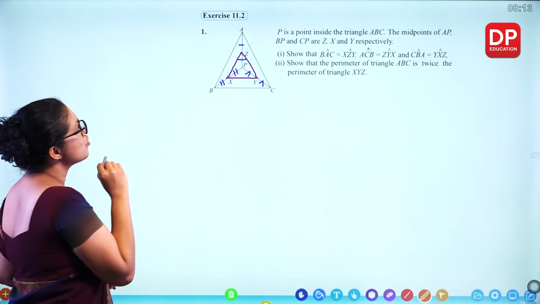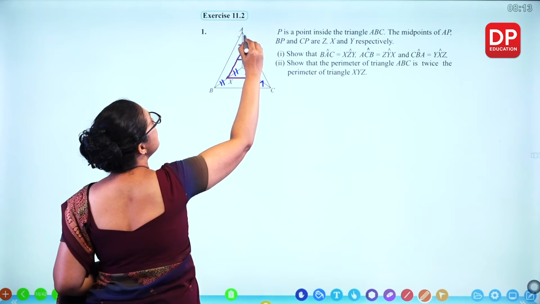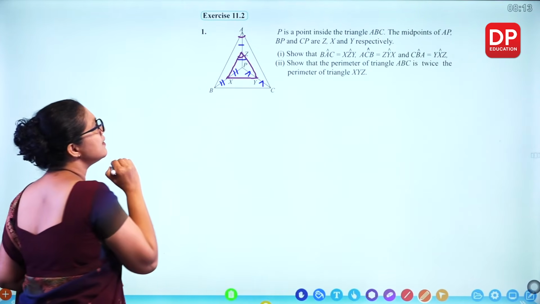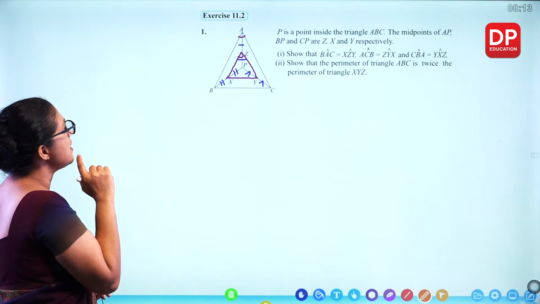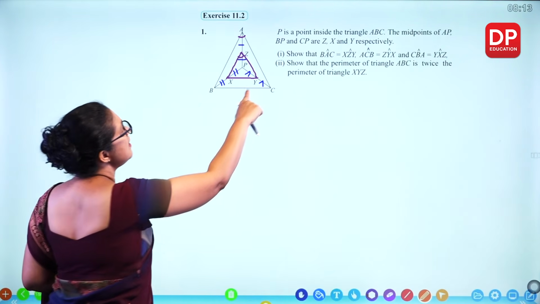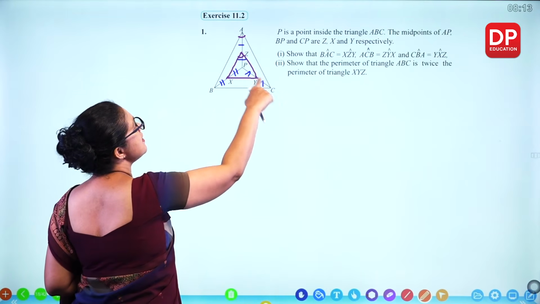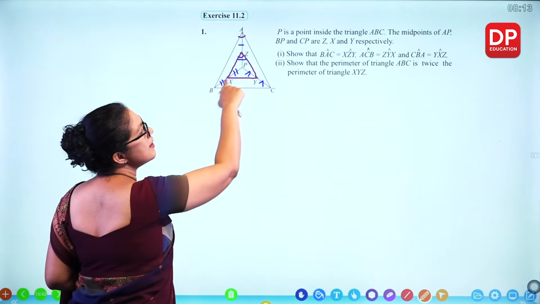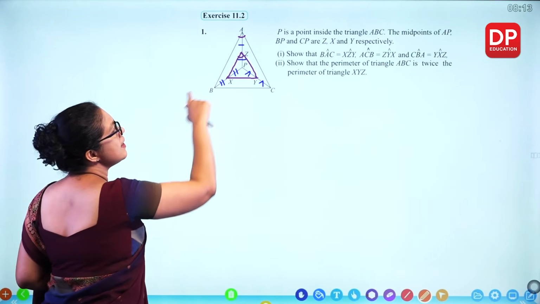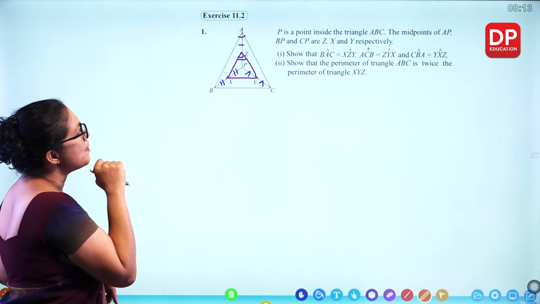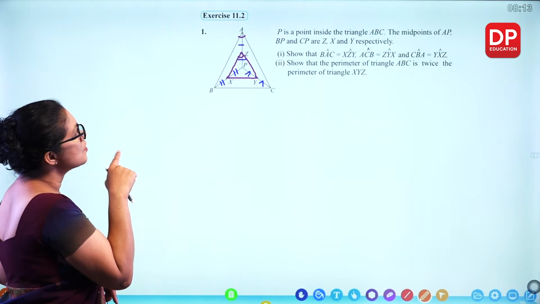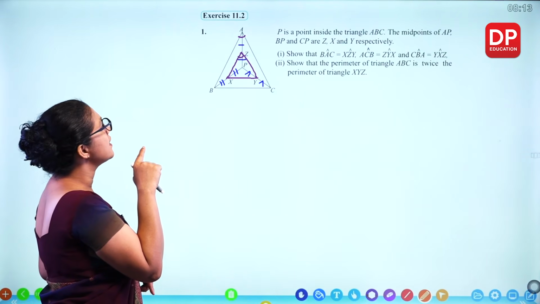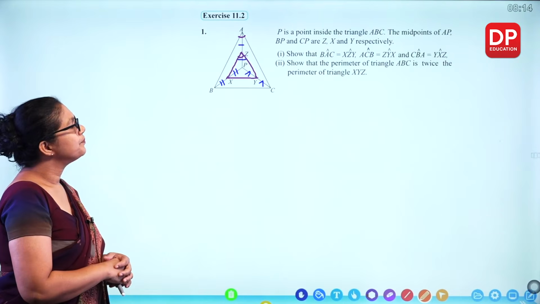So they are asking to show this angle is equal to this angle, and angle ACB is equal to angle XZY. These two angles and these two angles are equal, and show that the perimeter of the triangle ABC is twice the perimeter of triangle XYZ.